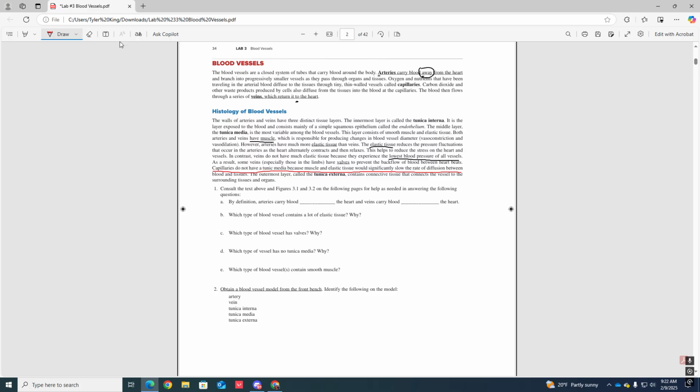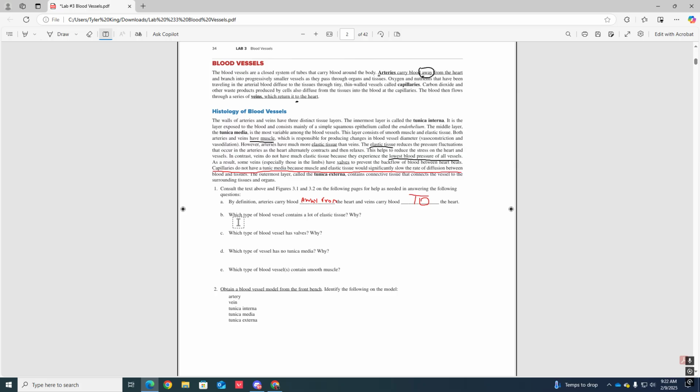All right, a couple things here for us to fill out, okay? By definition, arteries carry blood, blank the heart. Remember, arteries carry blood away from the heart. All right, so this would be away from the heart, okay? And veins carry blood to the heart. All right, so pretty easy right there, pretty straightforward.